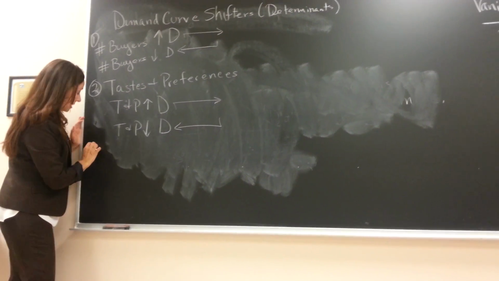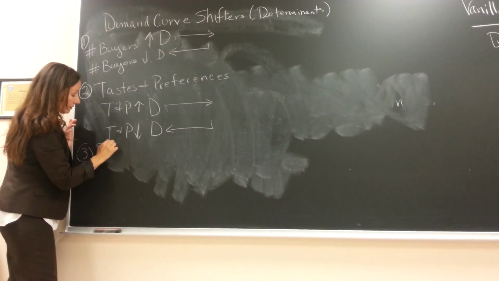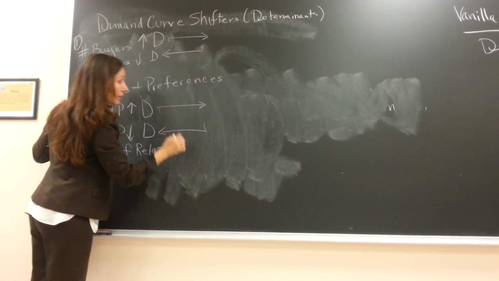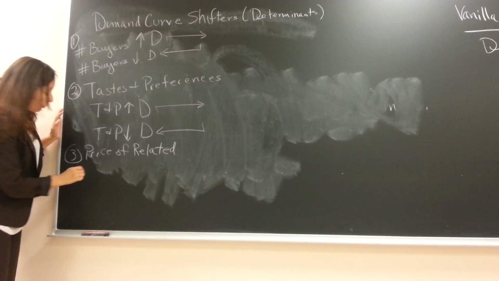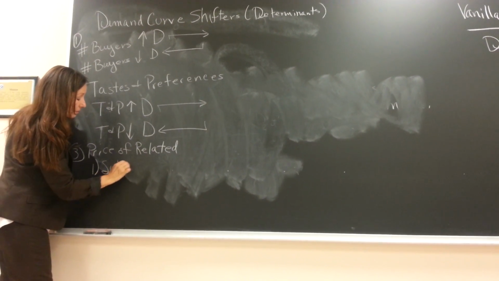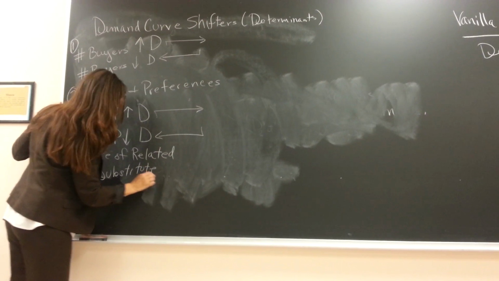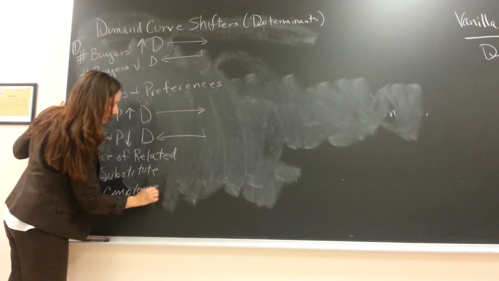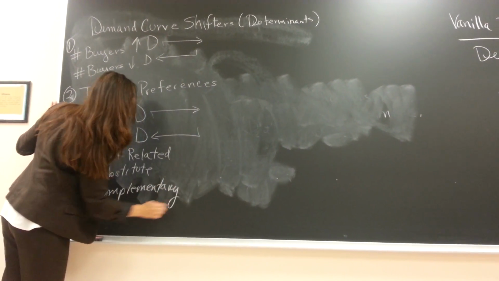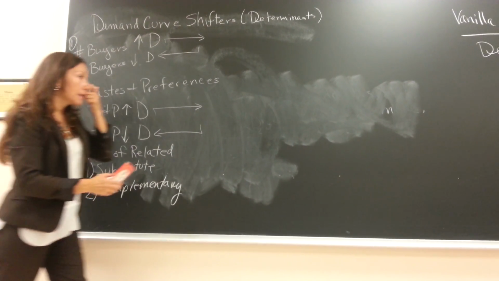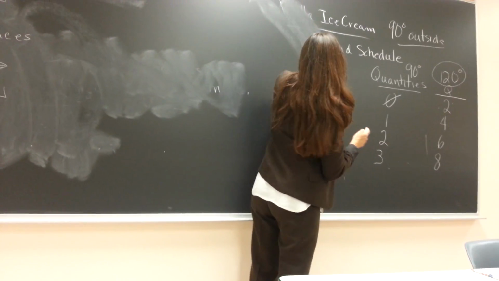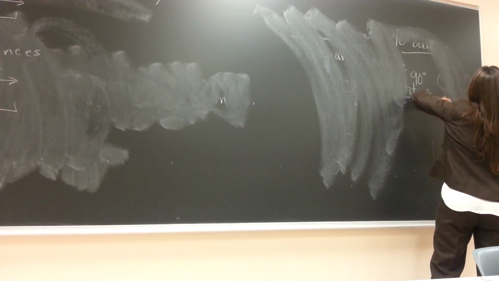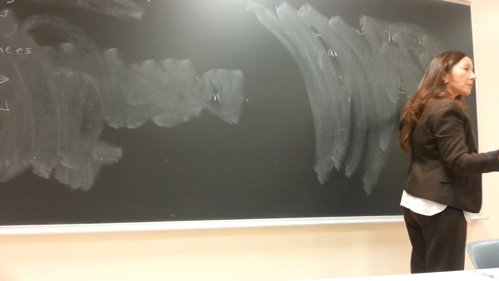Okay. The next one is price of related goods. Under this category, we have two key types of goods that are related. One is substitute goods, and the other is complementary goods. Okay. So I'm going to go through each one of these. A substitute good is something that you can eat or use in place of another, such as Nike or Reebok tennis shoes. Those are substitutes. Okay.